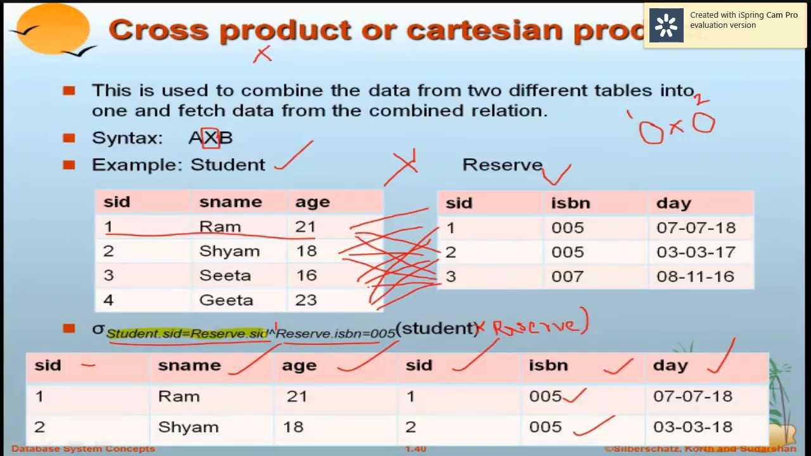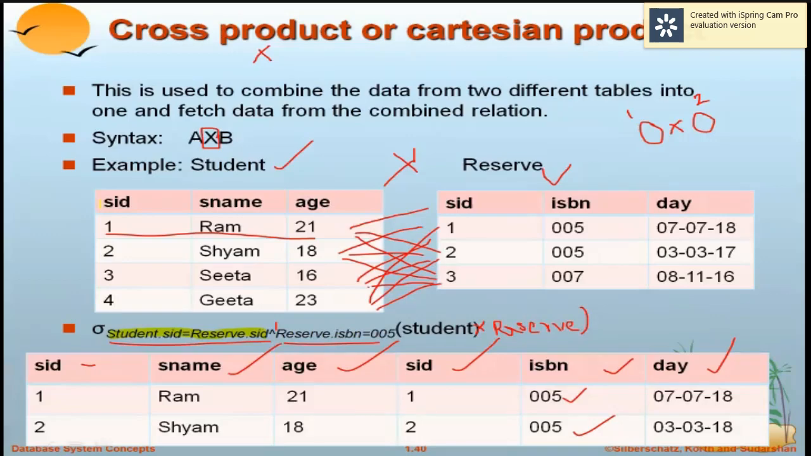There's one main condition that has to be satisfied before applying the cross product. The condition is, when you are trying to apply a cross product, both the tables on which you are imposing the operator should have a common attribute. Both the tables should have a common attribute. Only those tables can be taken or considered for the Cartesian product.